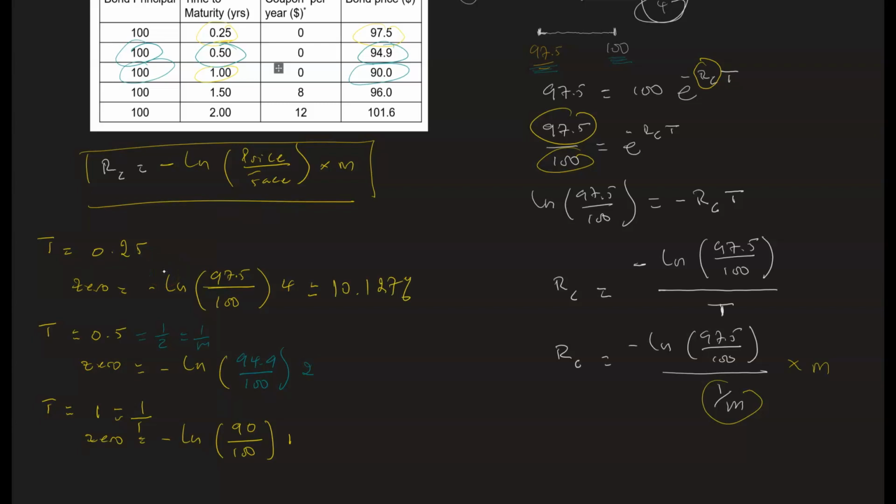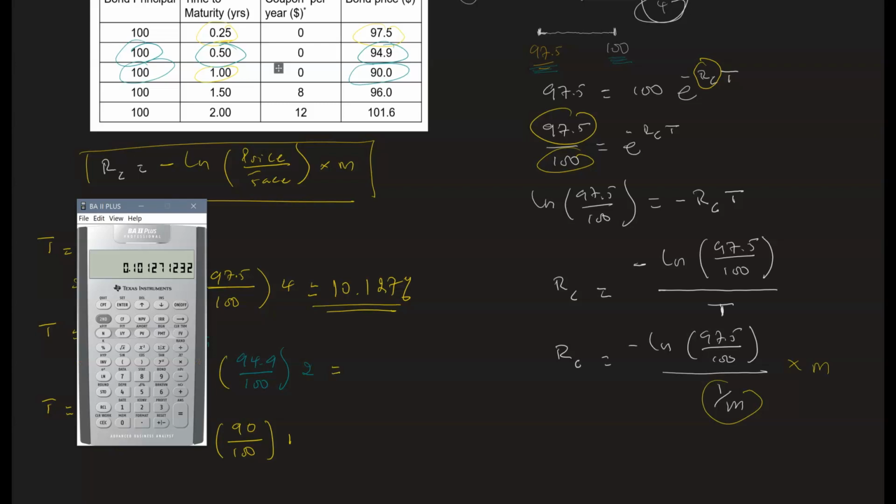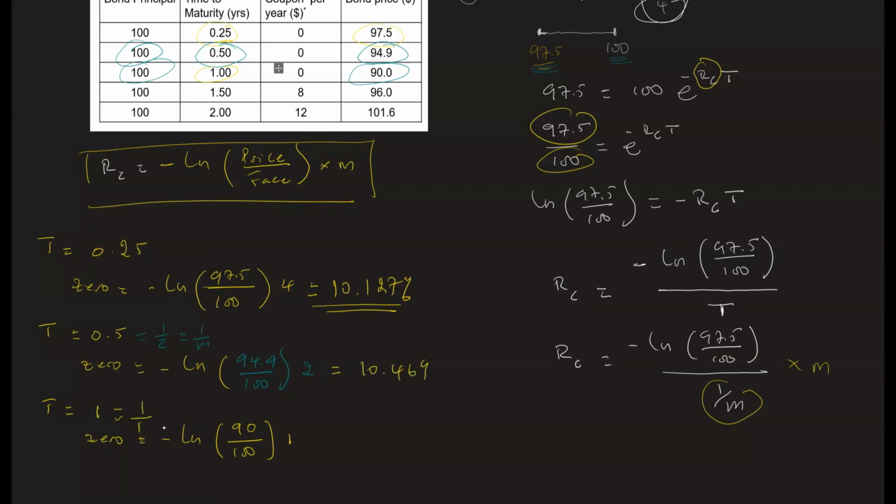10.127%. That is our first zero. Our second zero is going to be equal to 94.9 divided by 100. Then we take the log of that, we remove the negative sign, and we multiply this time by 2. That gives us 10.469, so it's going to be 10.469%. And then the last one, which is this last one here.